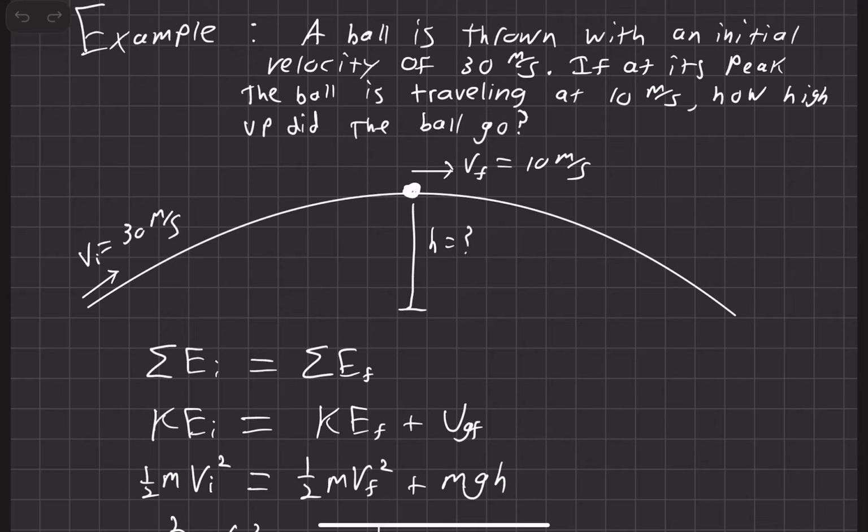So we have a ball thrown with an initial velocity of 30 meters a second at some angle here. If at its peak, the ball is traveling at 10 meters a second, how high up did the ball go? So what we're trying to figure out is how high up did the ball go? If it started at 30 meters a second, and it gets to its peak traveling only 10 meters a second, how high up did it go?